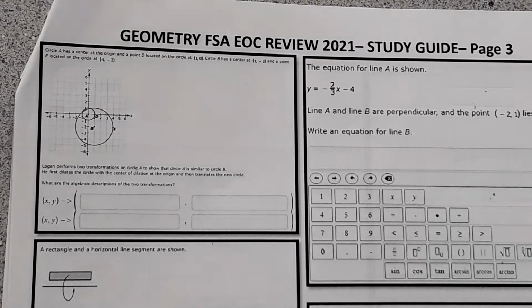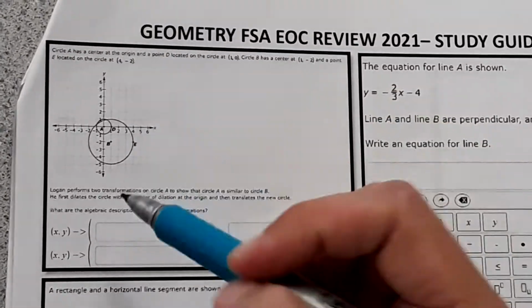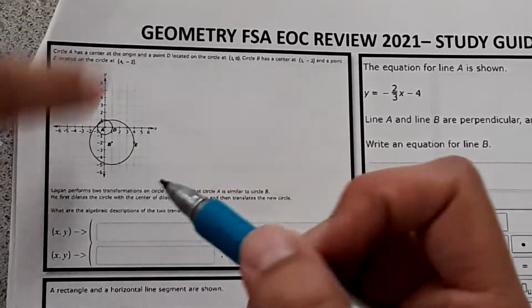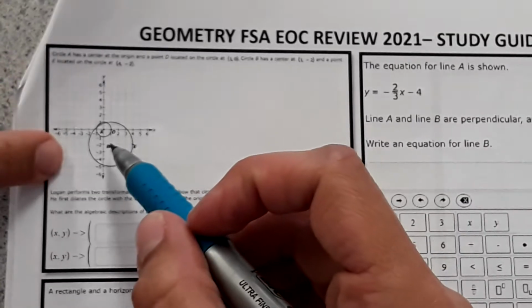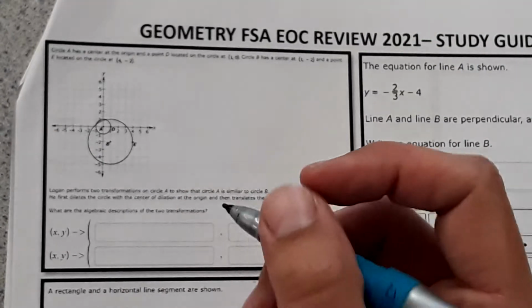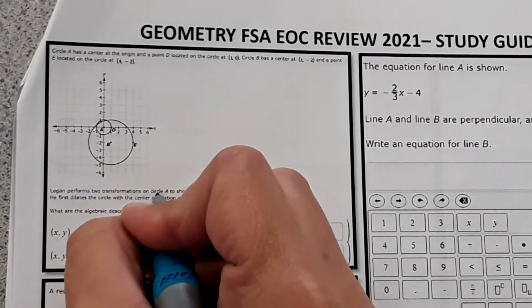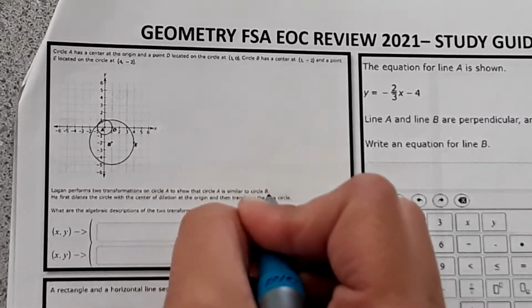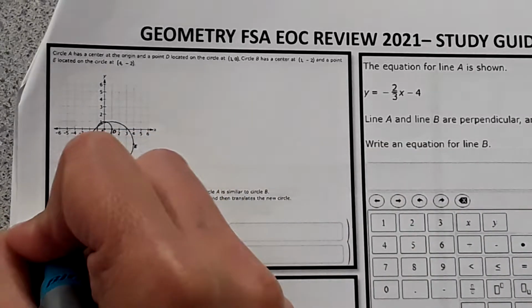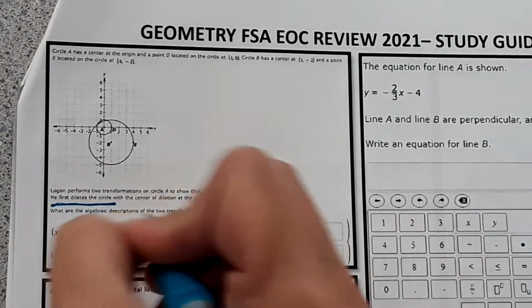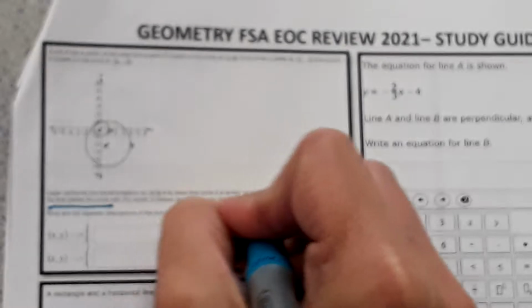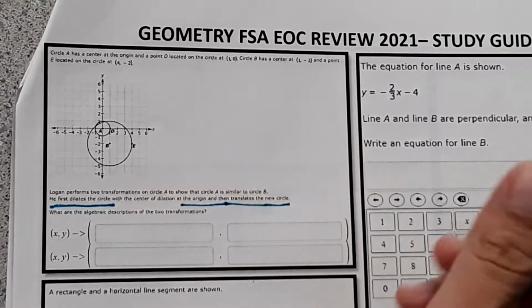Okay, we have two circles here. We need to prove that they are similar. You can prove that shapes are similar by dilating one to be the same size and moving it onto the other shape so it all lines up. It says Logan performs 2 transformations on circle A to show that circle A is similar to circle B. He first dilates the circle. That's important, that they're dilating first, and then transferring it onto the new circle.